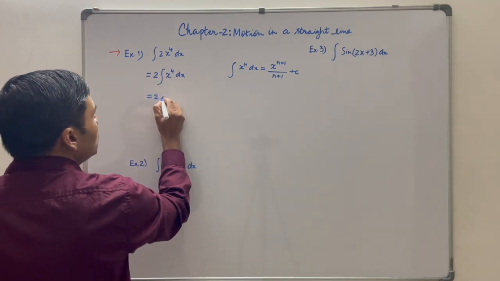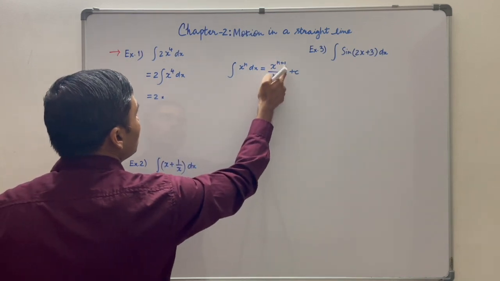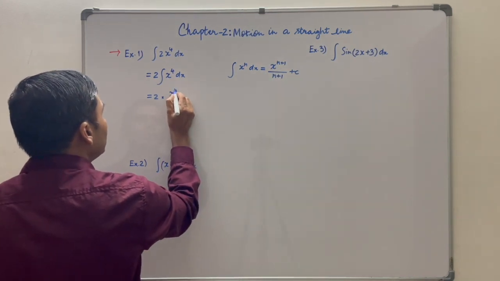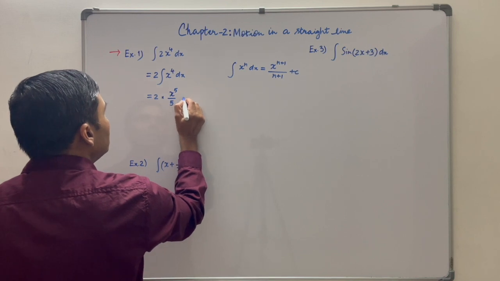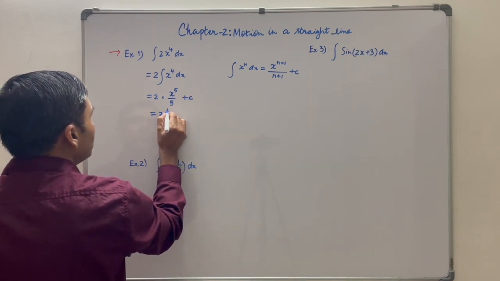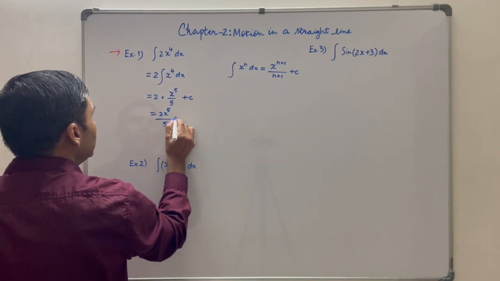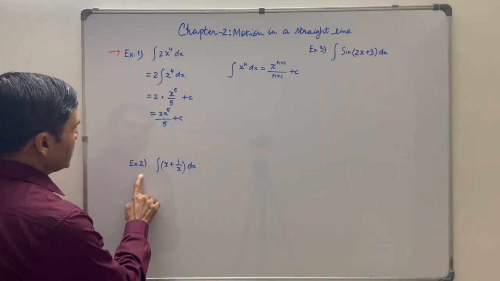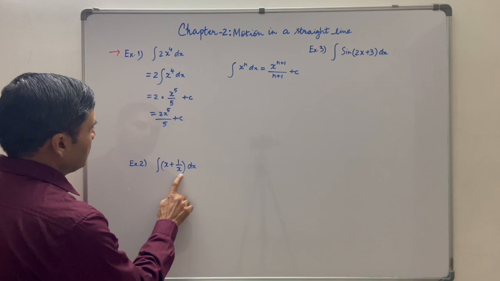So it will be 2 into x to power 4 plus 1, means x to power 5 upon 5 plus c. So the answer is 2x to power 5 upon 5 plus c. Second question, integration of x plus 1 by x dx.